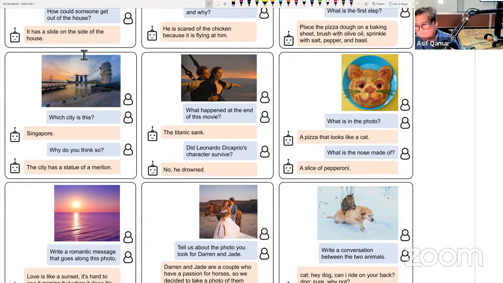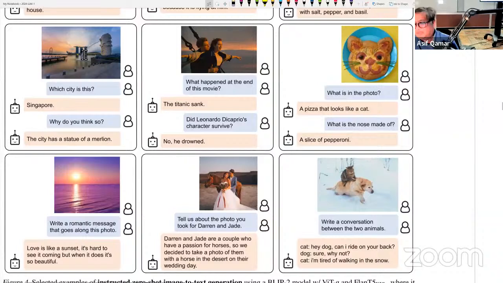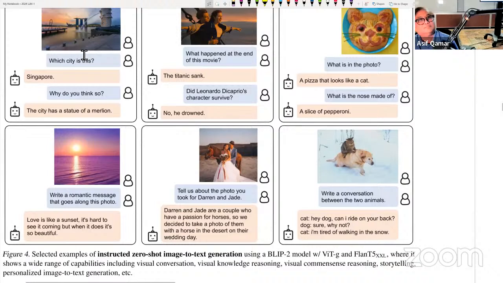What is in the photo? A pizza that looks like a cat. What is the nose made up of? A slice of pepperoni. It figured that out. Imagine its level of understanding. I really want to know the reference data that was used to generate this. No, there's nothing magical. See, there's nothing magical.